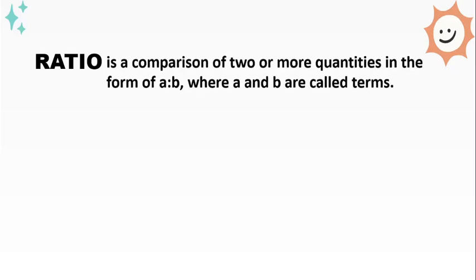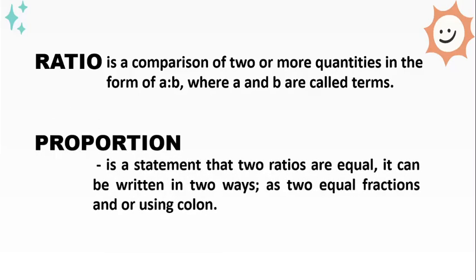Okay, let's have this one. To sum it up, let's have a short generalization. What is ratio? Remember, children, that ratio is a comparison of two or more quantities in the form of A to B, where A and B are called terms. Proportion is a statement that two ratios are equal. It can be written in two ways, as two equal fractions and or using colon. Hope you learned something from our video tutorial, children.